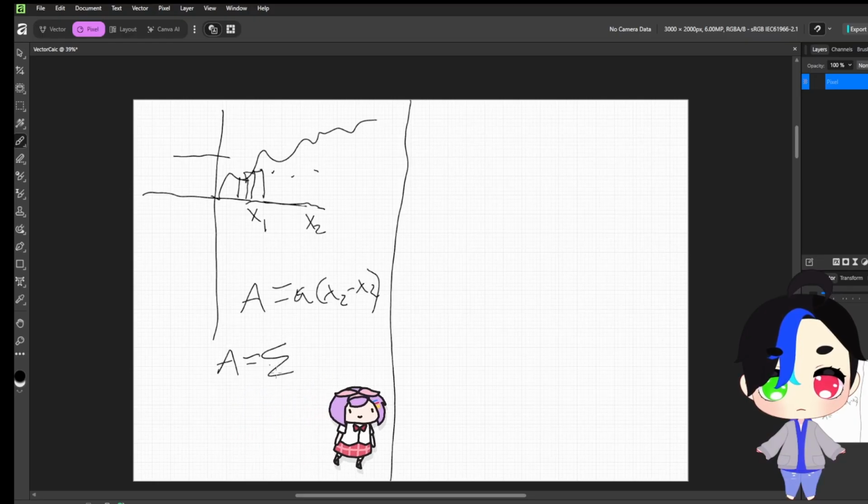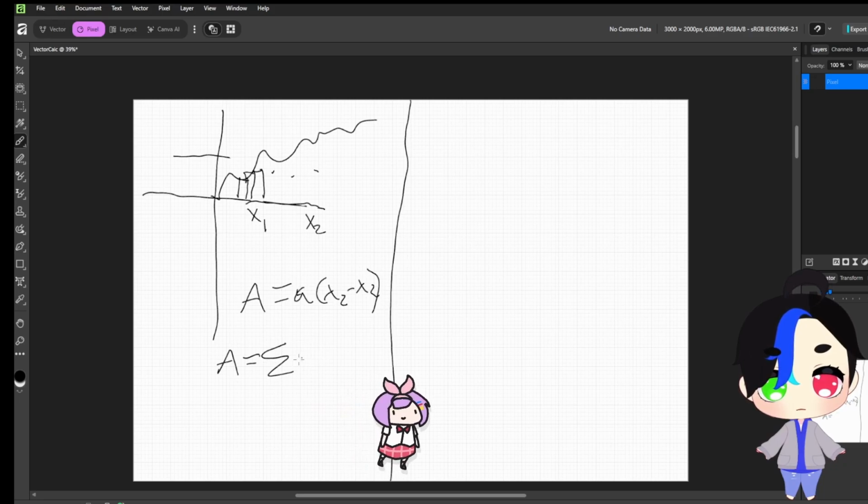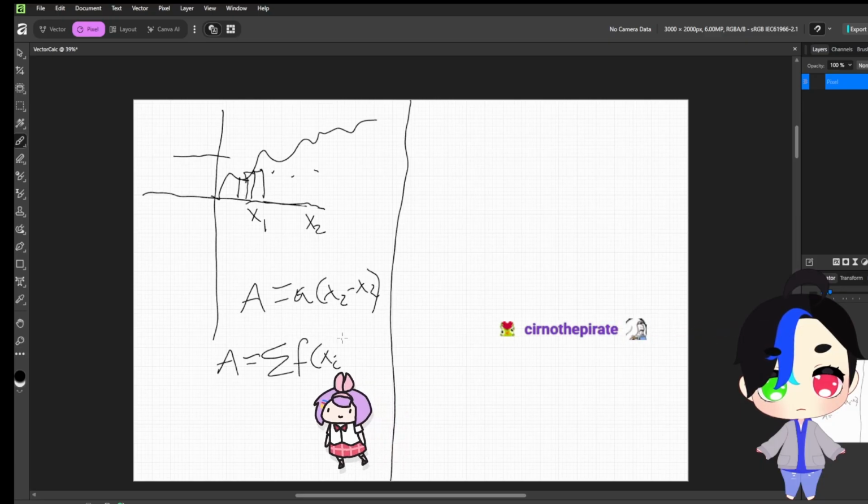So this is the Greek letter capital sigma. This just means whatever is here, you add over. So this would be the value of xi times delta xi.